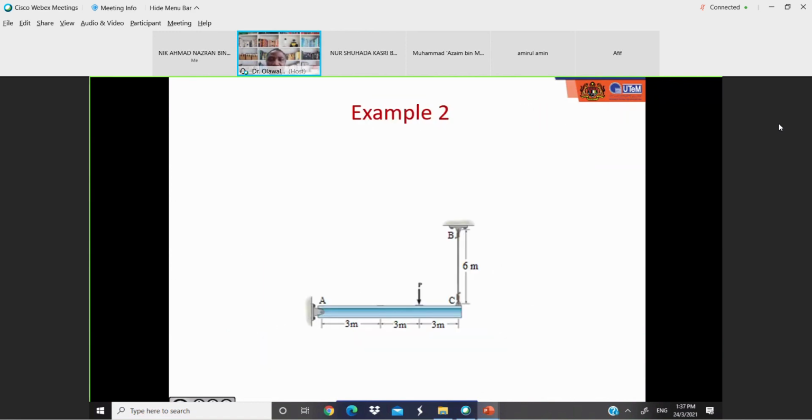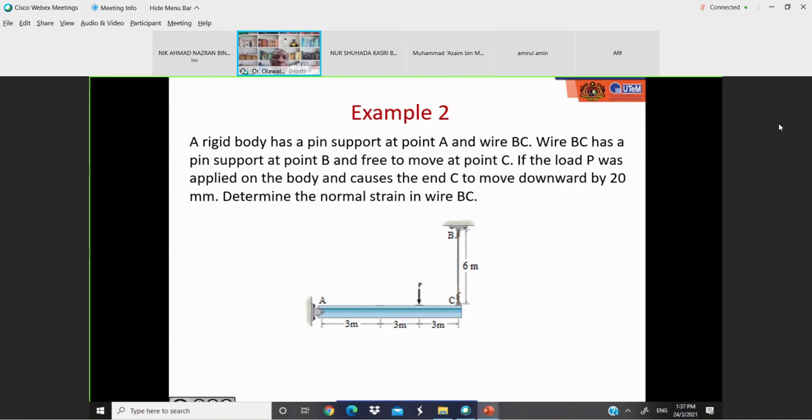Okay, let's look at this example here. Then after this, we continue. You have a rigid body with a pin support here at point A, and a wire. The wire has a pin support at point B, so it cannot move here, but it can rotate. Then you apply this force, and this force pushes this down here. So C is moving downward. From here to here is 20 mm. Now they want you to determine the normal strain in the wire BC.